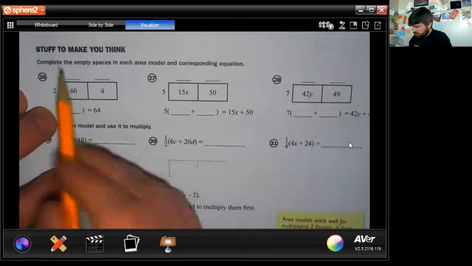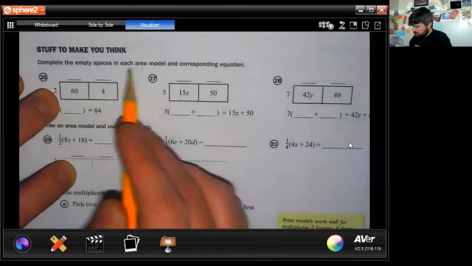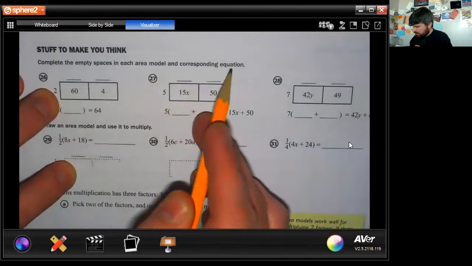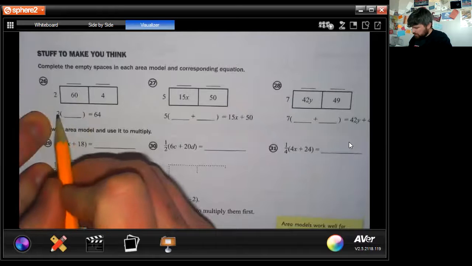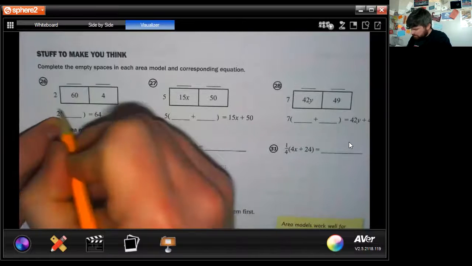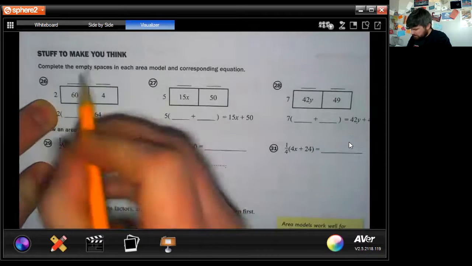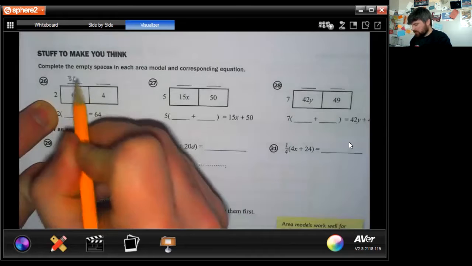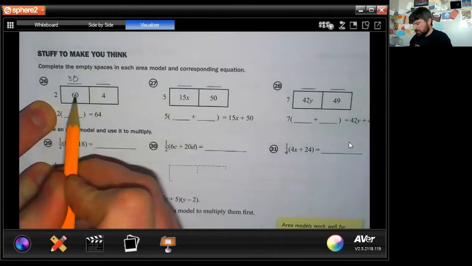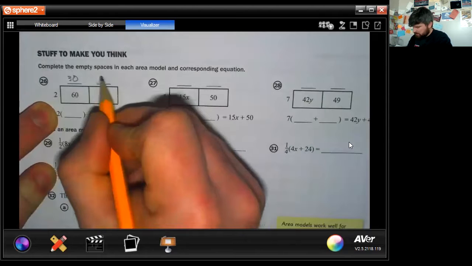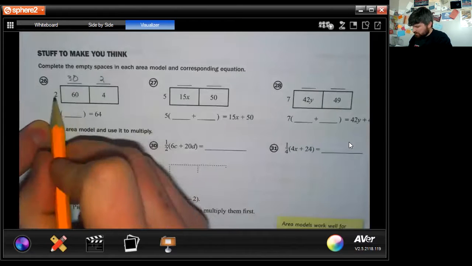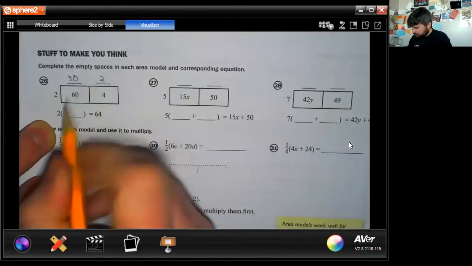It says complete the empty spaces in each area model and corresponding equation. Okay, so here we have 2 times some number. They got 2 times something equals 60. Well, that would be 30, and we can divide that. 60 divided by 2 is 30. 4 divided by 2 is 2. So it looks like they're taking 2 times 32.